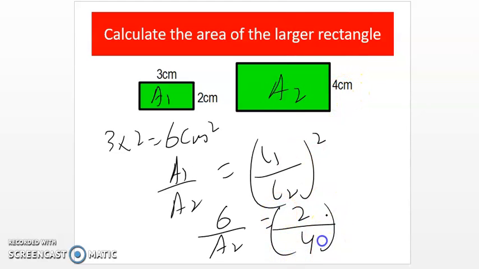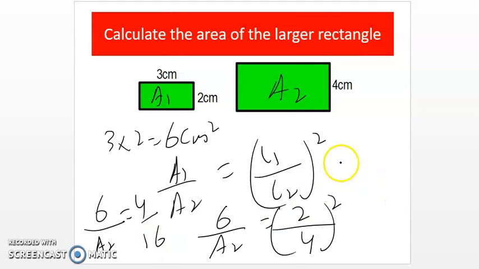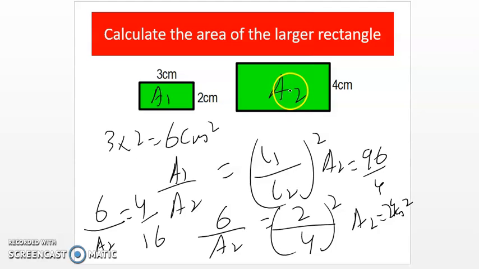So taking the square, it becomes what? 6 over A2 is equal to 4 over 16. If you cross multiply and solve it, you get the area of the second rectangle to be 96 over 4, which is 24 centimeters square. Without having the second length of the rectangle, we are able to find the area 2.